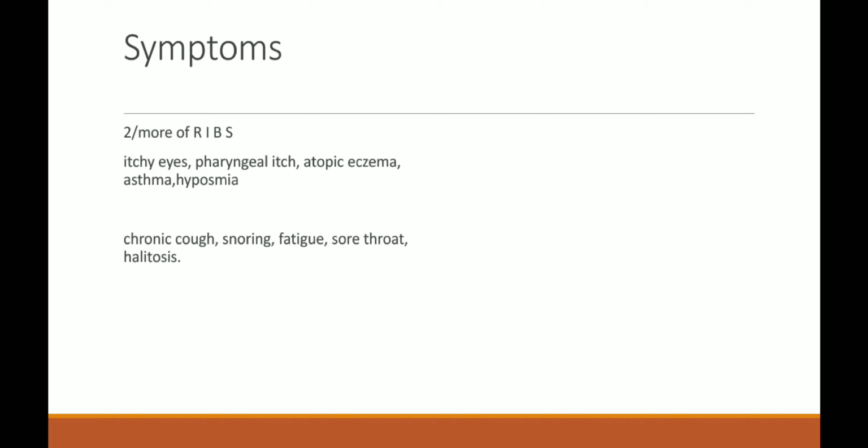So the symptoms include, as I told earlier, either the patient will be having 2 or more of the symptoms of rhinorrhea, itching, nasal blockage or sneezing. Along with that, the patient may be having itchy eyes, pharyngeal itch, then atopic eczema, asthma, hyposmia, chronic cough, snoring, fatigue, sore throat, halitosis. These are not classical symptoms, but they may or may not be present.